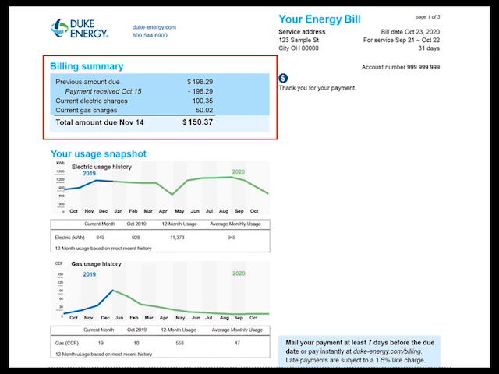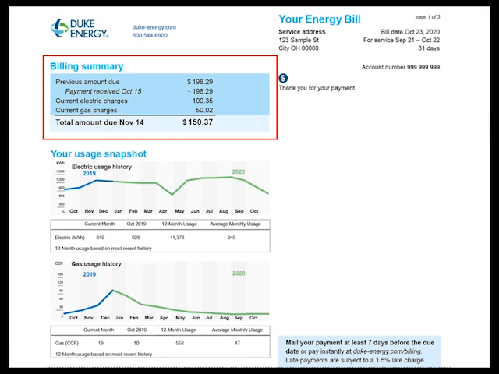Perhaps the most important section on the first page is the billing section. It shows the previous amount due as well as any payments that were received. If you're a participant in PIP Plus or the Winter Crisis or Summer Crisis programs, those payments will show up here along with any additional payments that you made. If there's a remaining balance, then it will be noted as well. The bottom portion of the section shows your current charges for the billing period as well as the total amount due.